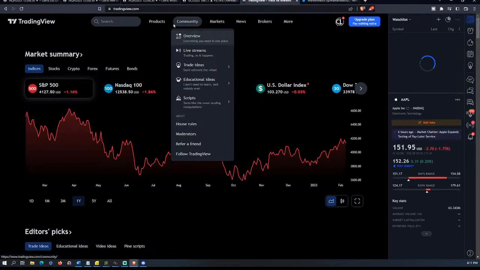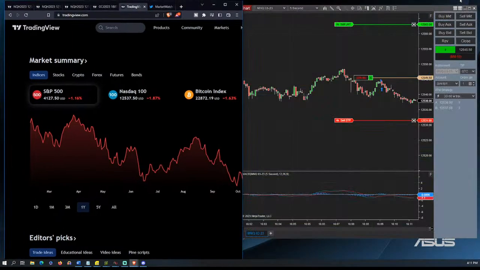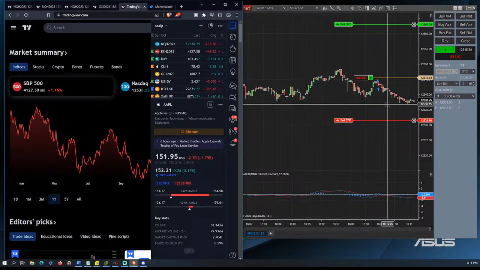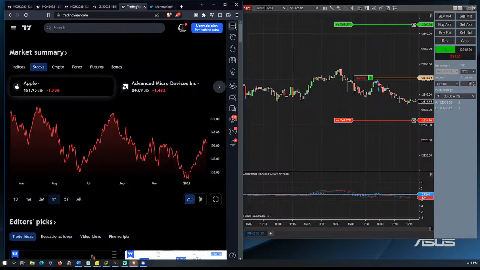There we go. All right, let's go to... Hold up, let me put my trade up while we're doing this. Trade shot. All right. Anyway, let's look at stocks. Okay, why is it not showing me?